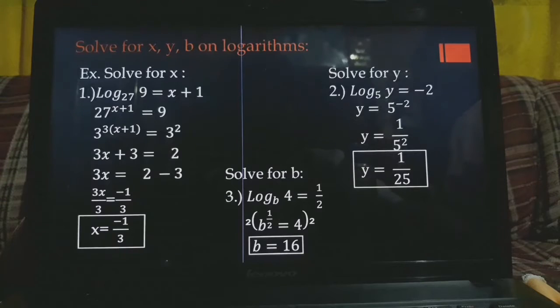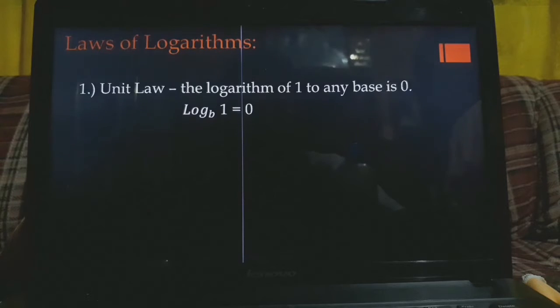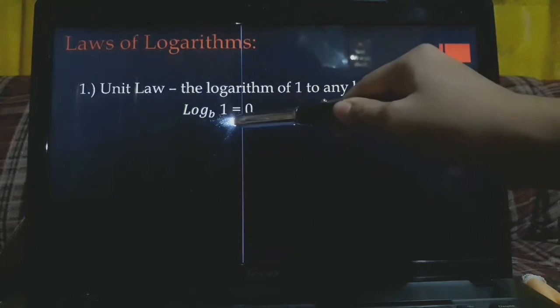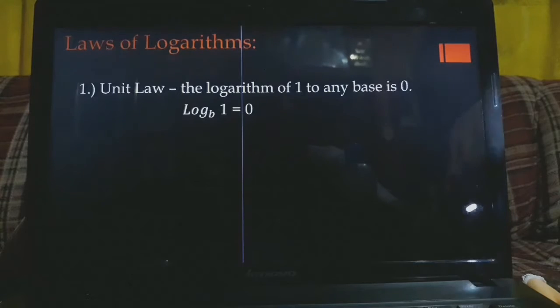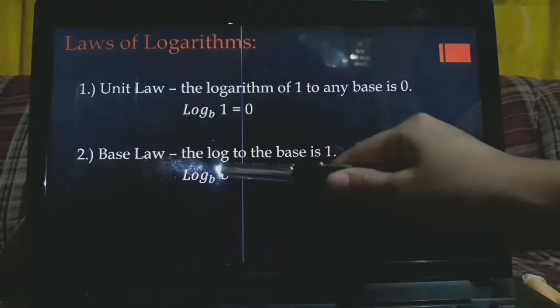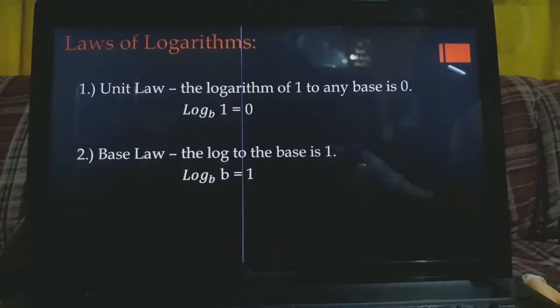Next, let's move on to the laws of logarithms. First, unit law. The logarithm of 1 to any base is 0. It means that logarithm of 1 to the base of b is equal to 0. Next, base law. The logarithm of the base is 1. So, it means logarithm of b to the base of b is equal to 1.